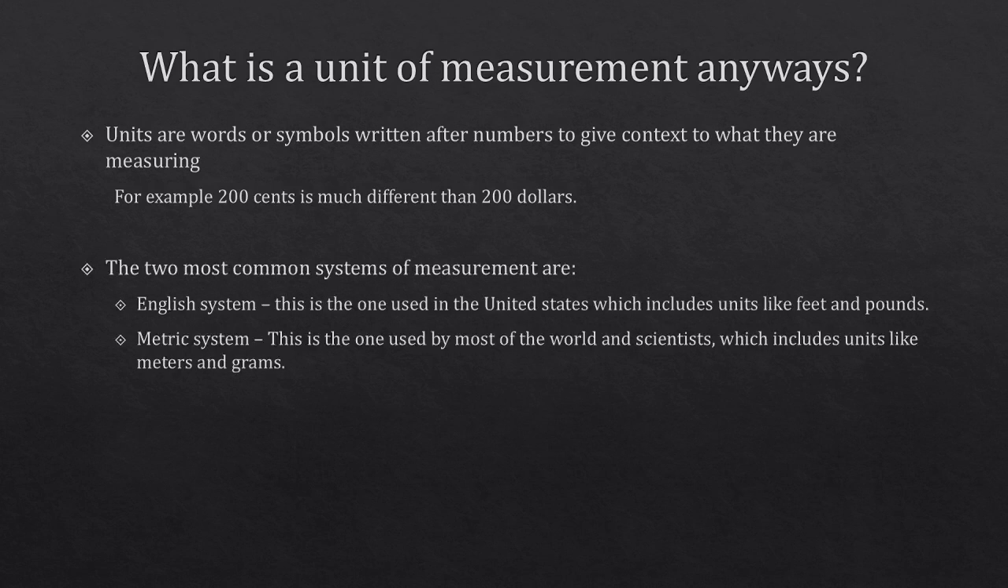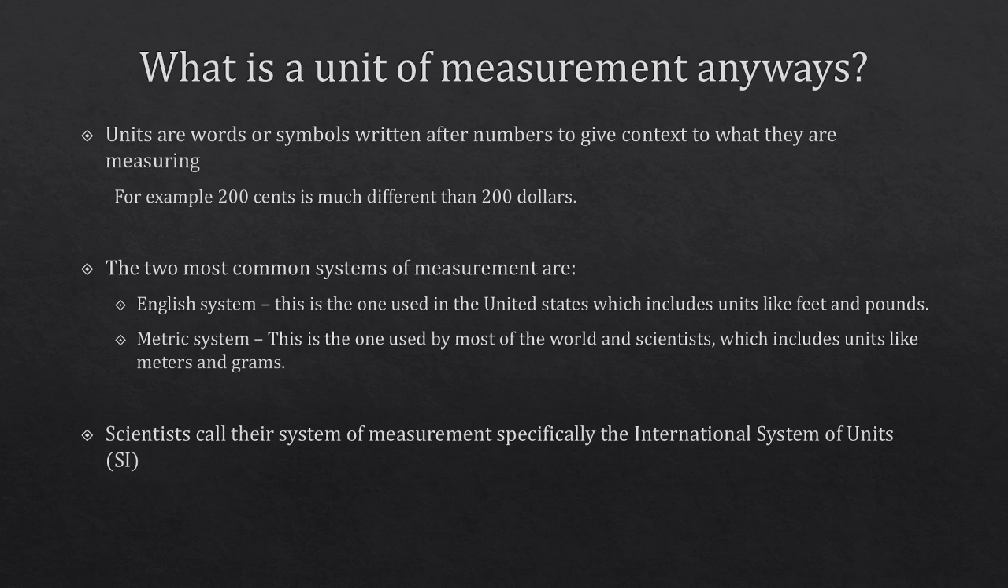So there are two most common systems of measurement, at least from the context of our class and learning about chemistry in America. One is the English system. That's the one the United States uses. This includes things like feet and pounds. The second is the metric system. This is the one used by most of the world, and scientists use it almost exclusively, and it includes units like meters and grams.